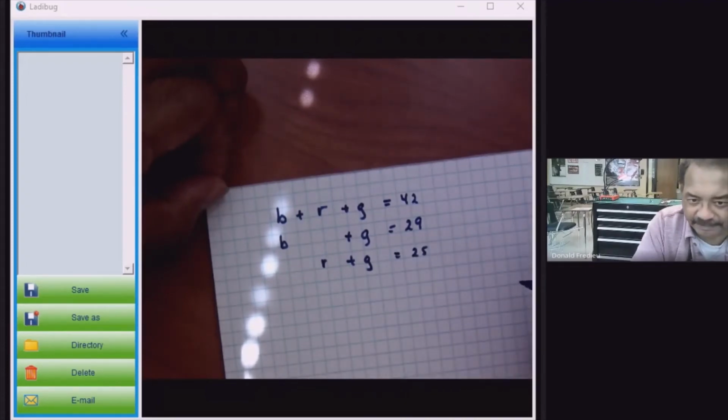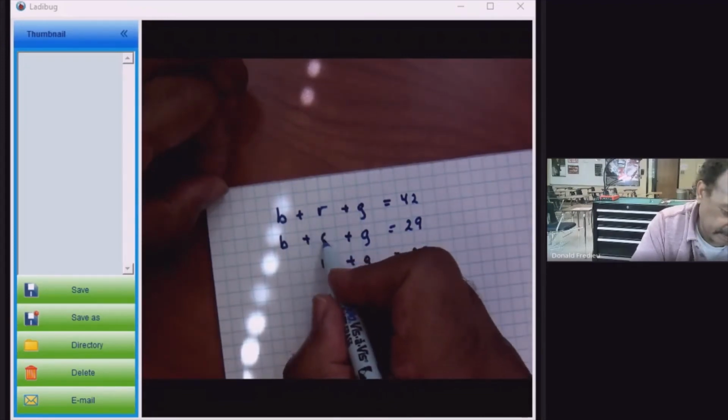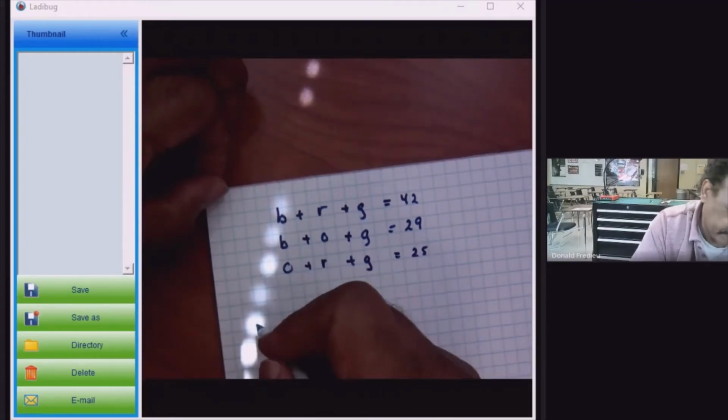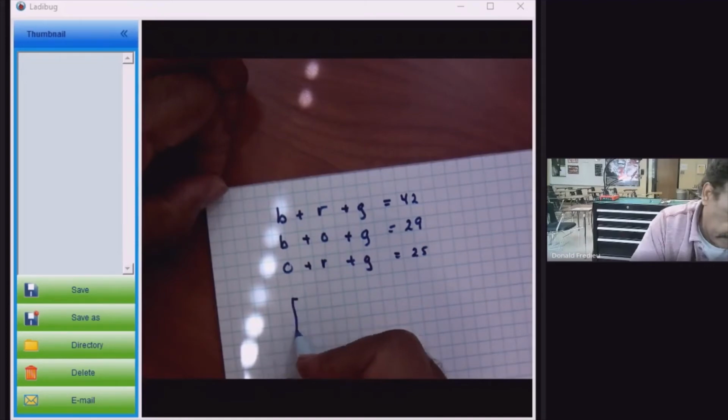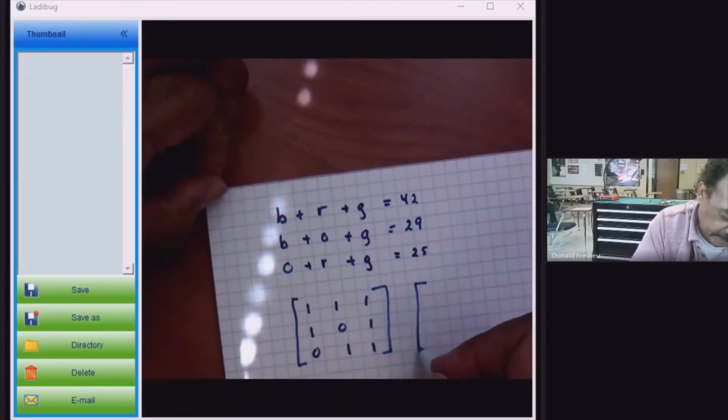Okay. And what goes here in the middle? A 0. And a 0 here. So this matrix becomes 1, 1, 1, 1, 0, 1, 0, 1, 1. This becomes 42, 29, and 25.